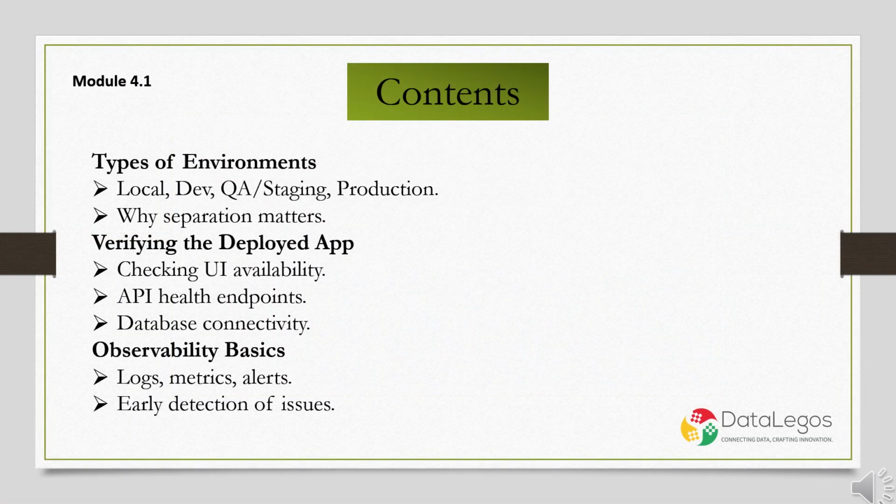Here's what we'll be covering in this module. First, we'll dive into the types of environments: local, dev, QA or staging, and production. We'll see why each one exists and why separation really matters. Next, we'll move into verifying the deployed app, checking if the UI is live, APIs are healthy, and the database is connected. Finally, we'll touch on observability basics, logs, metrics, and alerts that help us detect issues early before they reach the users. Alright, let's start with the first one: types of environments.